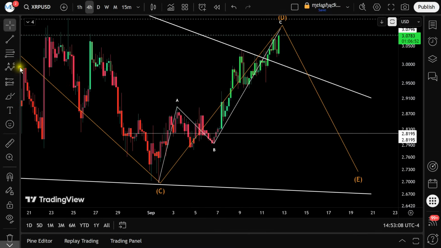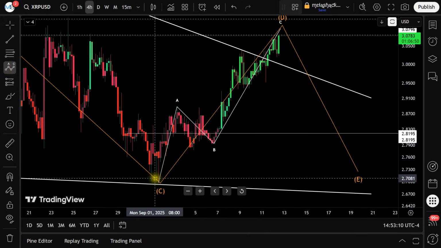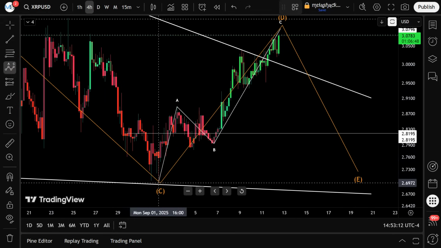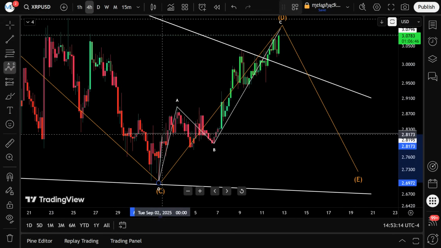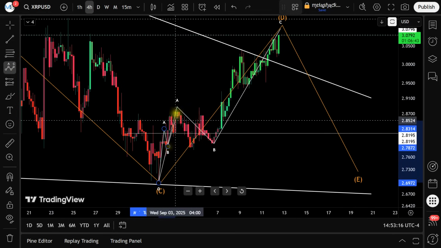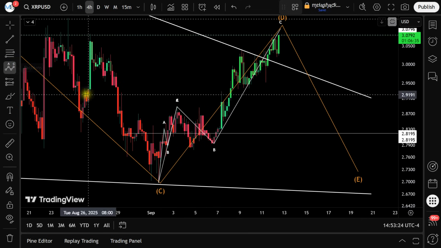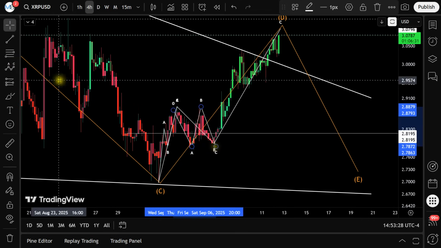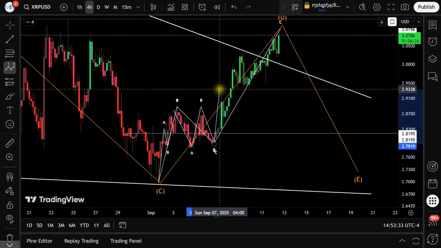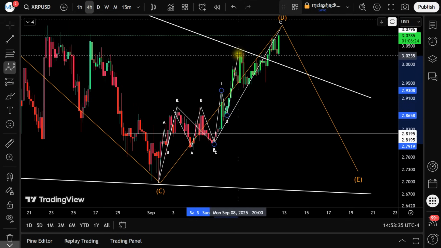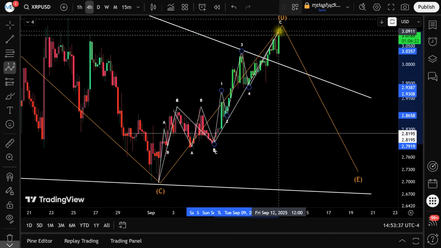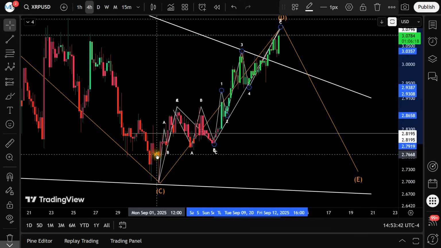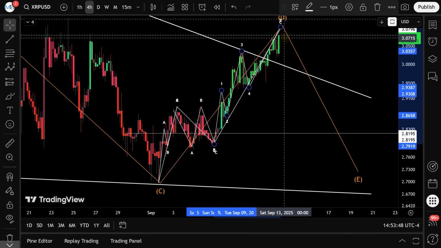Now we know this is possible because we can see that it has a three-wave move up, a three-wave move down, and we are now seeing what looks to be a five-wave move up, all of which are subwaves of this ABC correction.